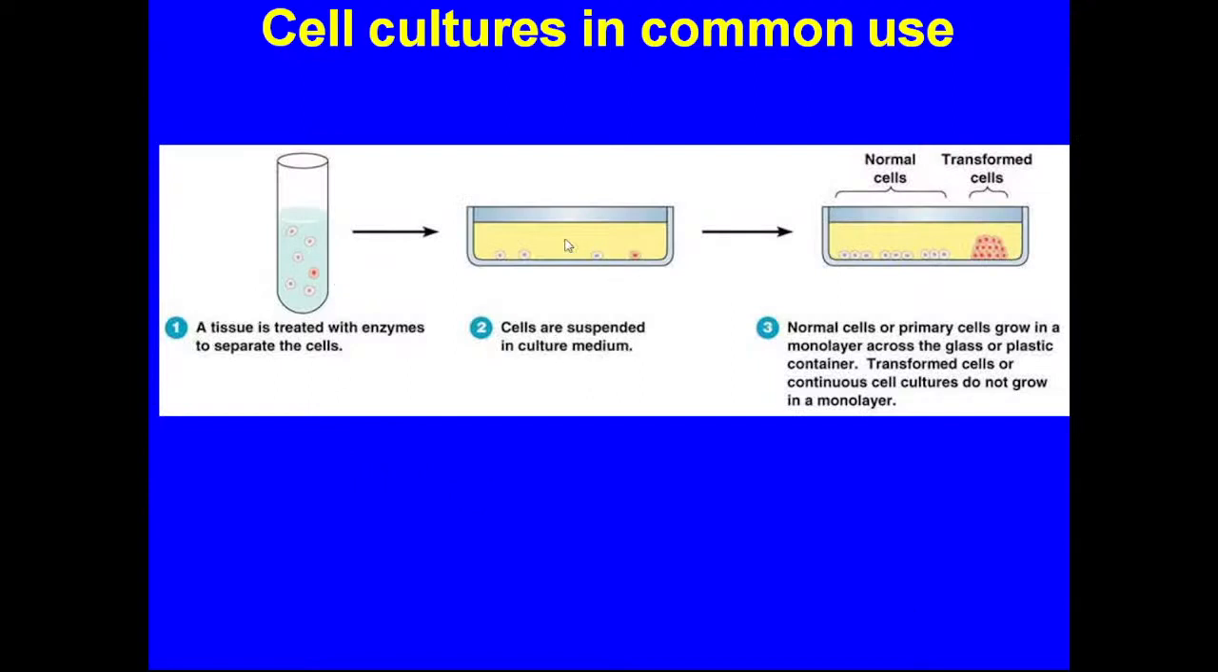So we can see the suspended cells, and normal cells usually grow like this, right? Because they have contact inhibition of growth. But the transformed cells or malignant cells usually grow like this because they don't have contact inhibition. So that's why usually we subculture them in a new tube, and then in a new tube, and then in a new tube.